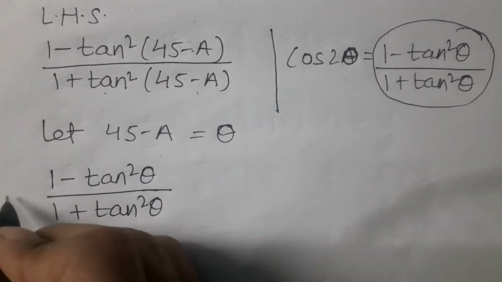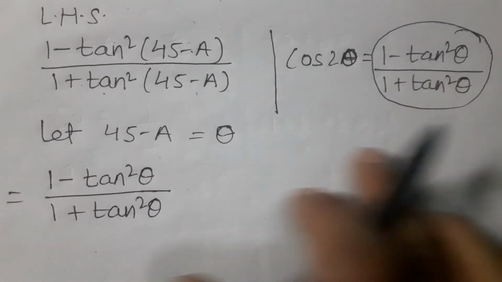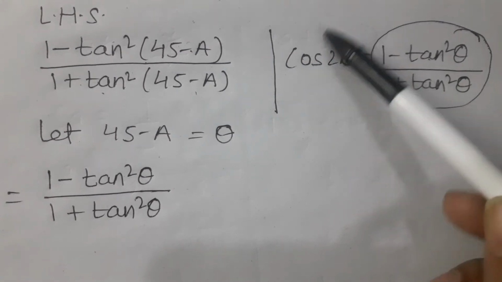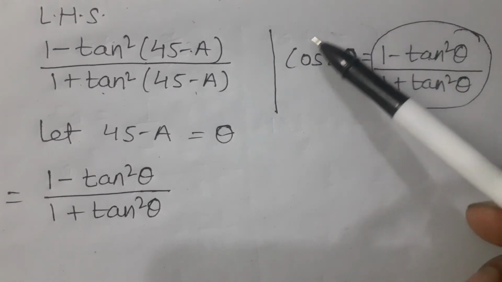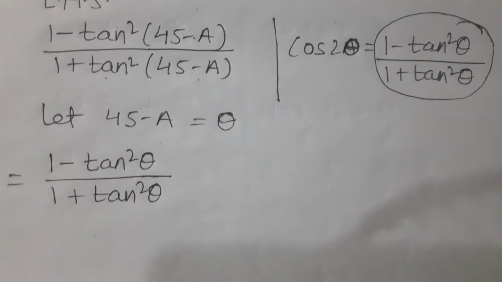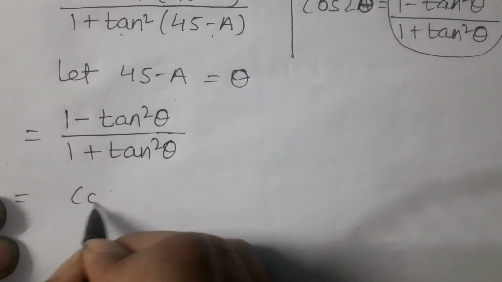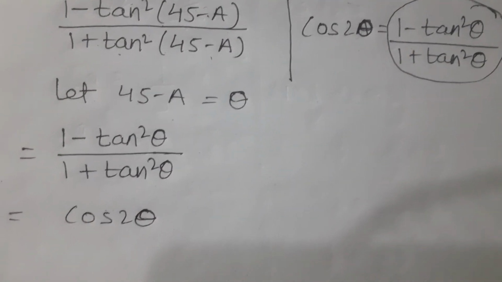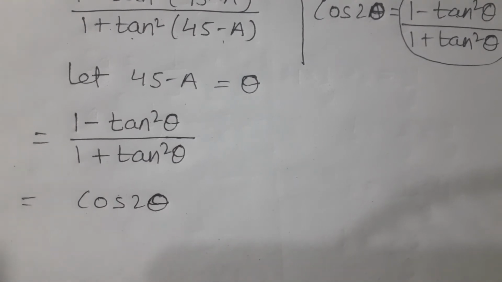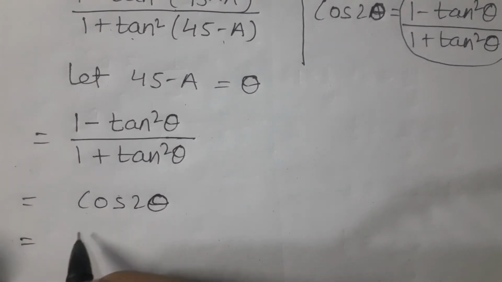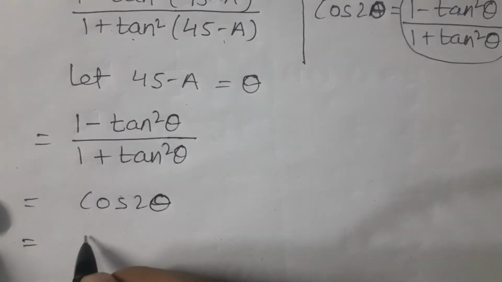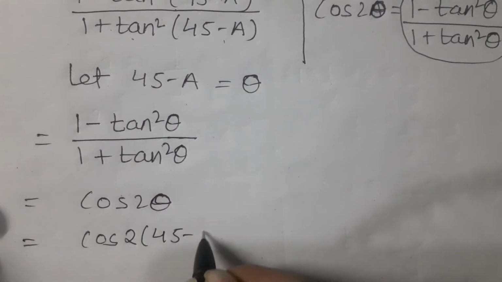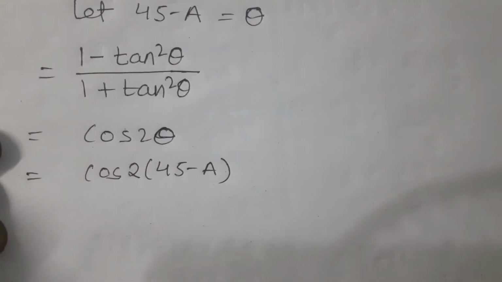After this step, you can see the formula is going in reverse to the main direction. Normally we find this and then write the formula, but this time the formula is already written, and we are going back to the main thing. So this becomes cos 2 theta. You need to know the formula of cos 2 theta. Now I'm again going to replace theta with 45 minus a, the original value. So the 2 stays as it is, but in place of theta I'm going to write 45 minus a. Now things are becoming very simple.